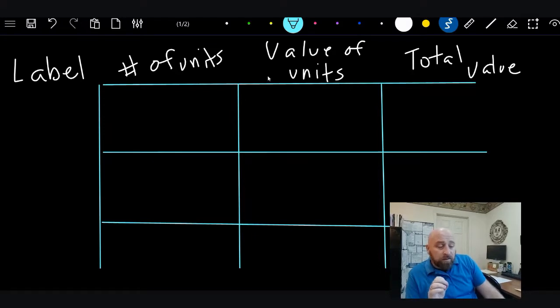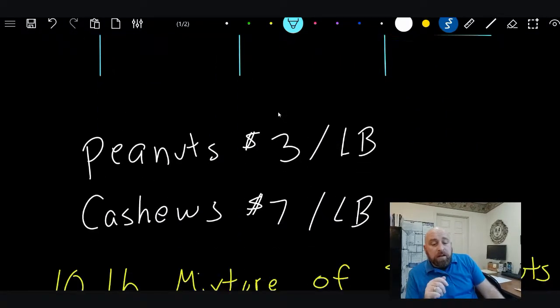And then the total value would be this column times, so the number of units times the value of the units. How much did you pay per unit? And that is going to give you the total value. Okay, and if you lay this out like this, it'll help these questions become a lot easier. Now, here's a question.